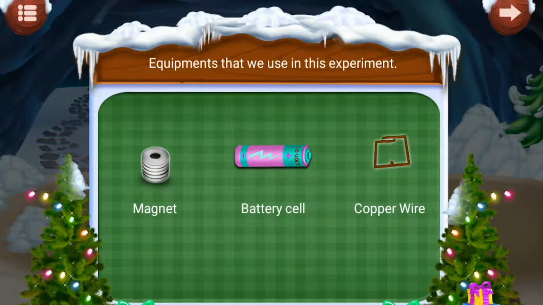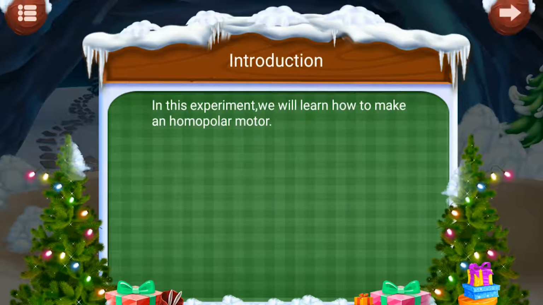Equipments that we use in this experiment: magnet, battery cell, a copper wire. Introduction. In this experiment, we will learn how to make a homopolar motor.